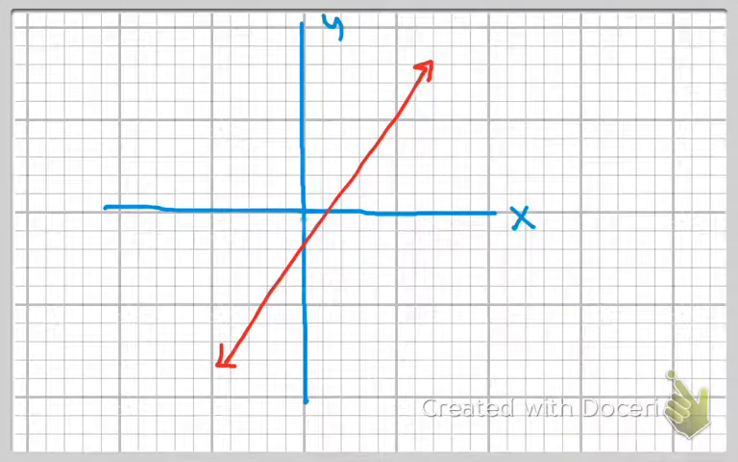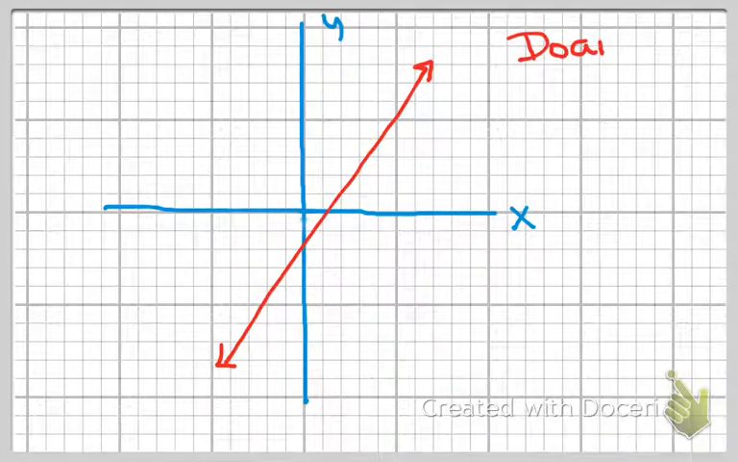Okay, in this video we are determining the domain and range of a linear function. So I have a linear function here on a coordinate plane, and I'm just going to illustrate how to find the domain and range. First thing is you need to know what domain means. Domain means the x value.